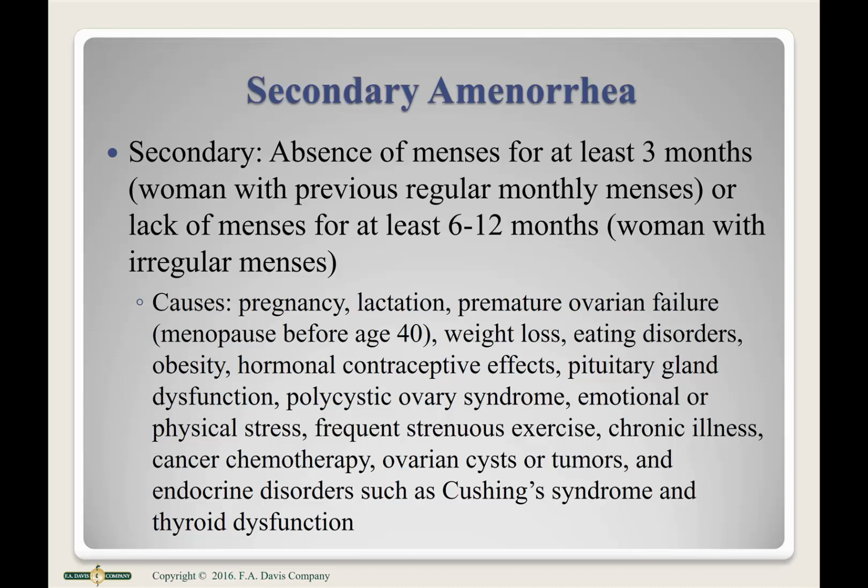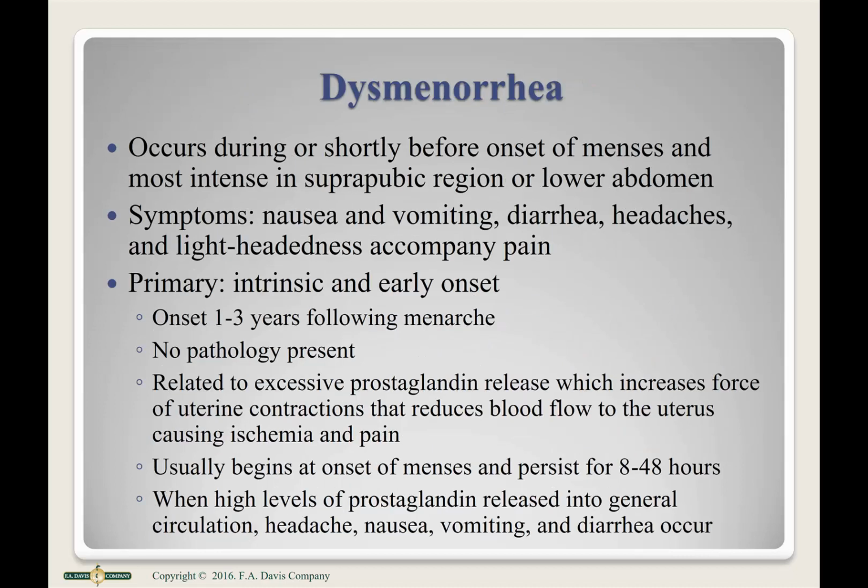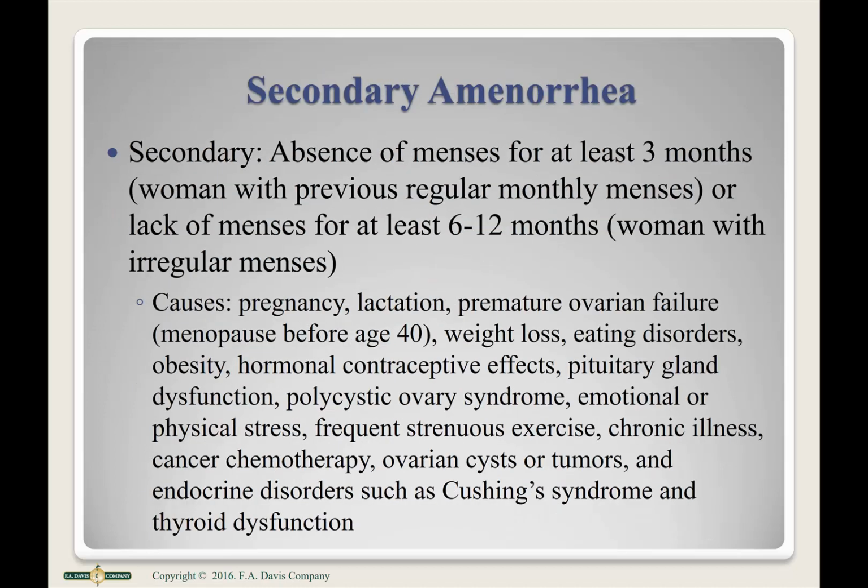Secondary amenorrhea is when she doesn't have any menses for 3 months and she previously had regular menses, or 6 to 12 months if she had irregular menses. And then you can see some of the possible causes for secondary amenorrhea. So we want to find out why she's having the amenorrhea, and if it is related to one of these things that we can possibly treat, then of course we're going to do that and hope that things start working appropriately.